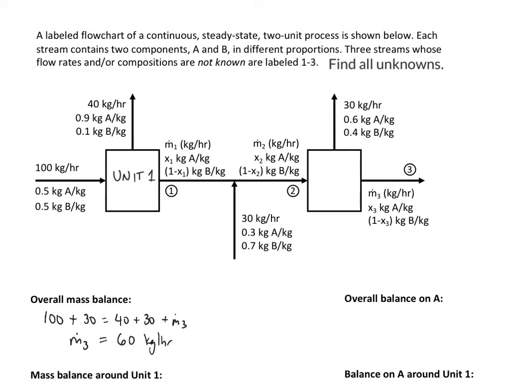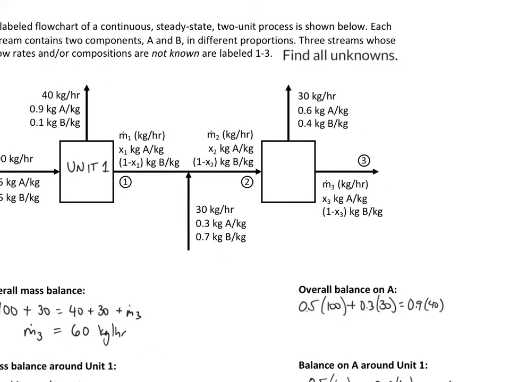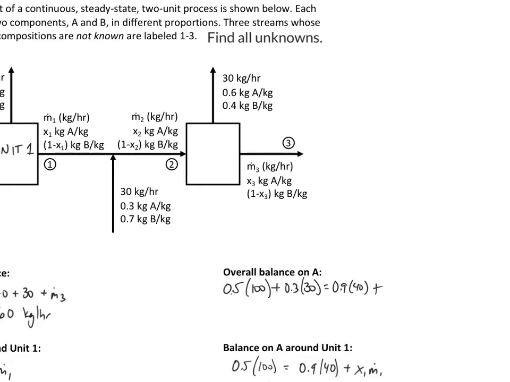We can do the same thing for the components. If we do an overall balance on A, that's just our mass fractions times the stream flow rates. So that's 0.5 times 100 plus 0.3 times 30 equals 0.9 times 40 plus 0.6 times 30 plus X3M3. Then we can reorganize and solve for our unknowns. So X3M3 in this case is going to be equal to 6 kilograms per hour.